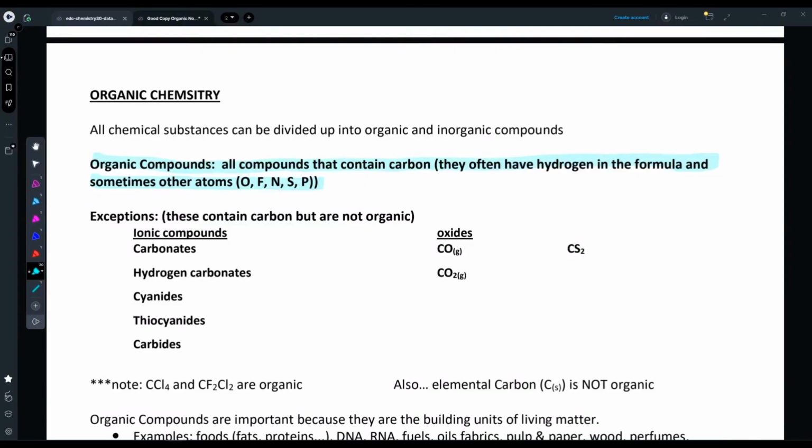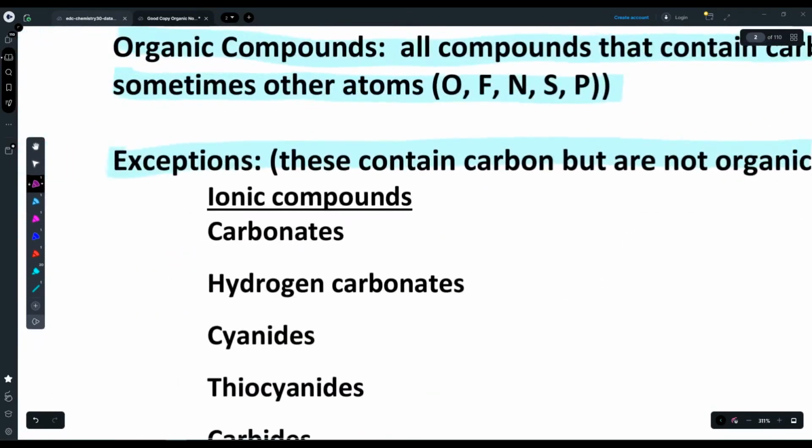But there are some exceptions to this definition of an organic compound. Sometimes you'll have compounds which have carbon in them, however, they're not considered organic. These exceptions are going to be any compound that has polyatomic ions in them, such as carbonates. As a reminder from Chemistry 20, the carbonate ion would be CO3 with a 2- charge.